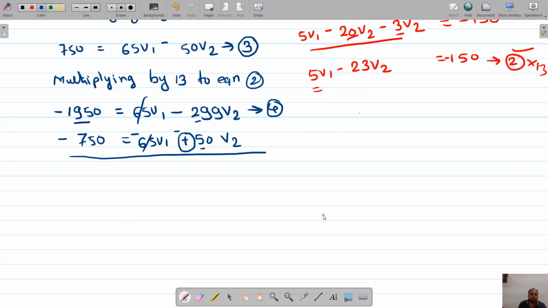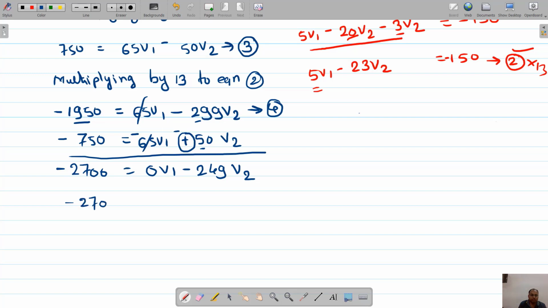So let me calculate that. Minus 1950 minus 750, it is coming as minus 2700. So minus 2700. So this is going to get cancelled out, so 0 v1 minus 249 v2. Okay, so from this we are going to calculate v2.